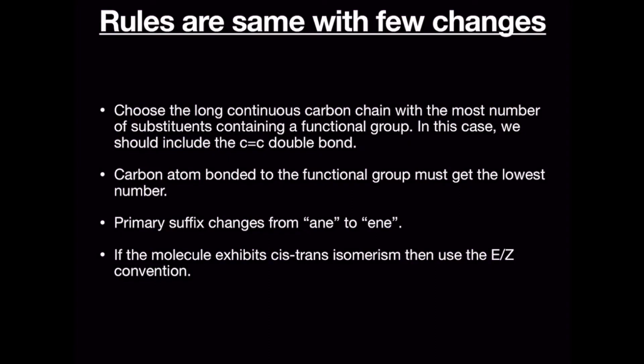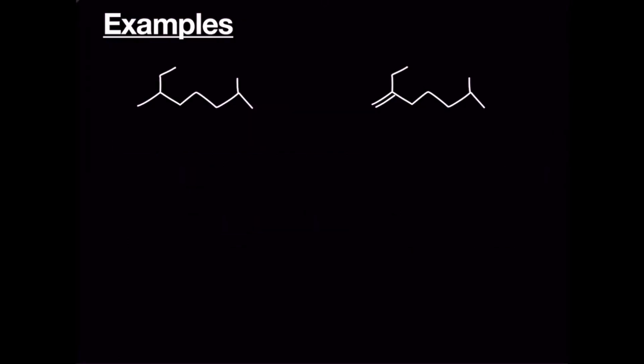And then the carbon atom bonded to the functional group, that means the carbon-carbon double bond, must get the lowest possible number. And our primary suffix now changes from ane to ene, alkane to alkene. And the last thing is, if the molecule exhibits Cis-Trans isomerism, then it is better to use the EZ convention. Let's look at some examples. We have an alkane and we have an alkene. We are going to do the naming for both of them.